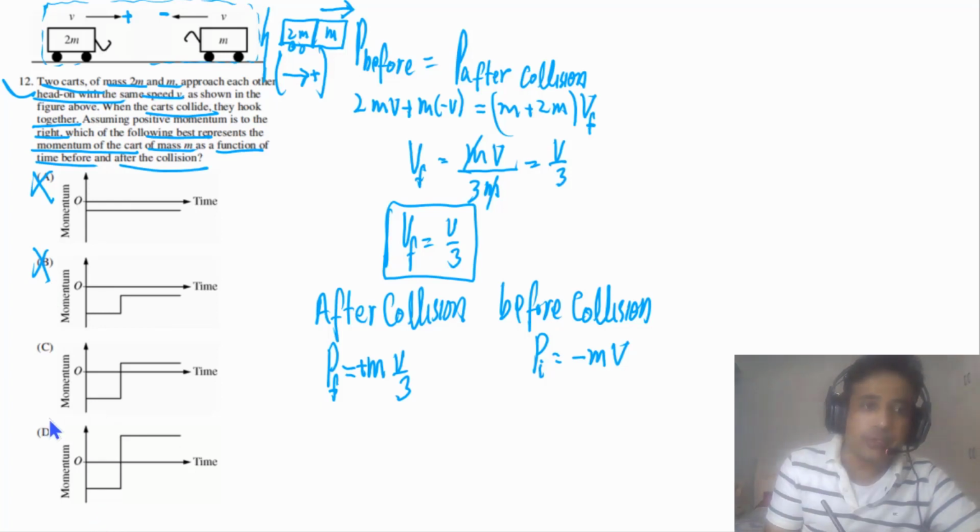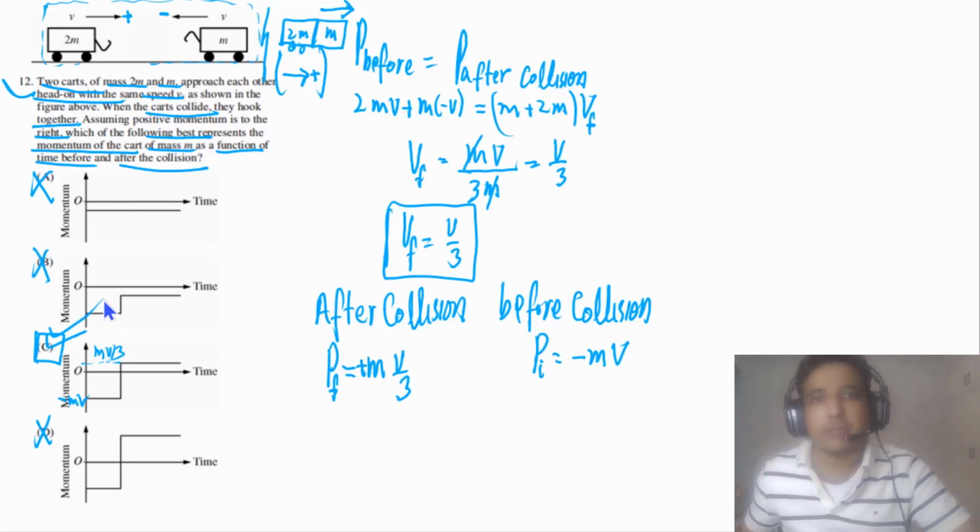Magnitude is the same, so this is also incorrect, because the magnitude after collision is lower. So the answer for this question is C. C is the correct option because this momentum is minus mv and this momentum is mv by 3. So the answer for this one is C.